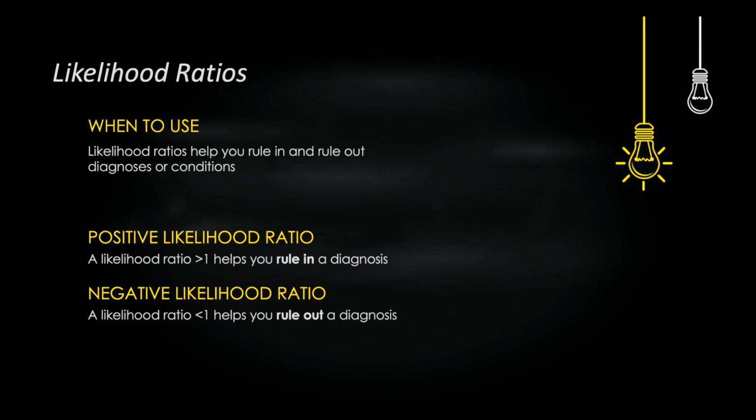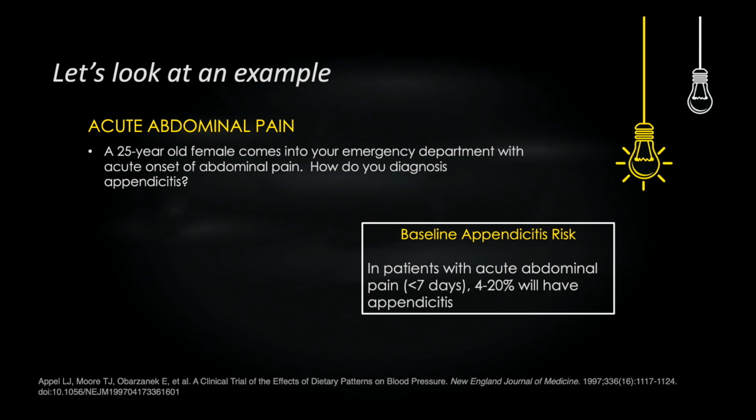So let's take a look at an example. You have a 25-year-old female who comes into your emergency department with an acute onset of abdominal pain. You suspect appendicitis. How do you make this diagnosis? Well, we know at the beginning that a baseline appendicitis risk, so patients who have acute abdominal pain, which is defined as less than 7 days, you have somewhere between 4 and 20% chance that they'll have appendicitis. We call this the pretest probability.